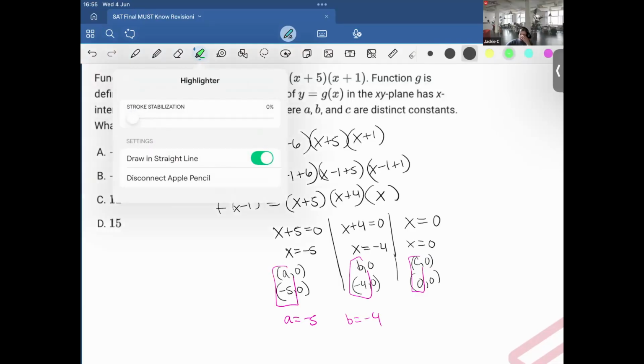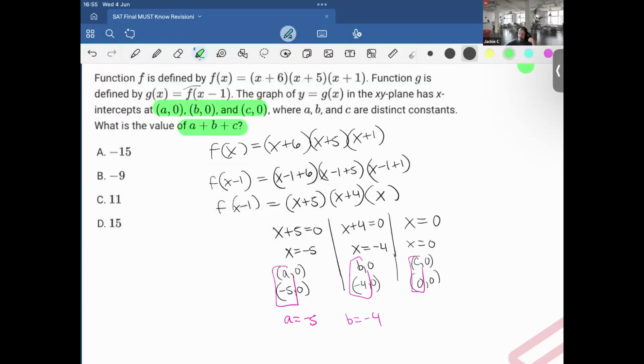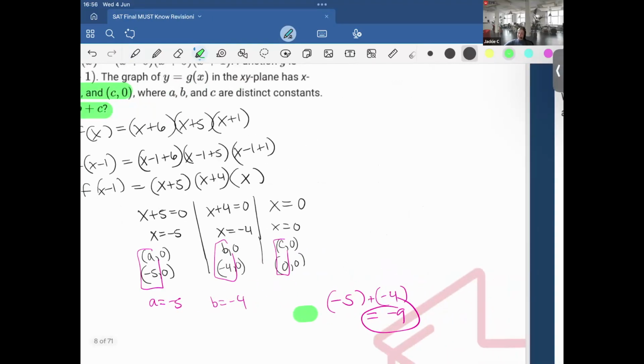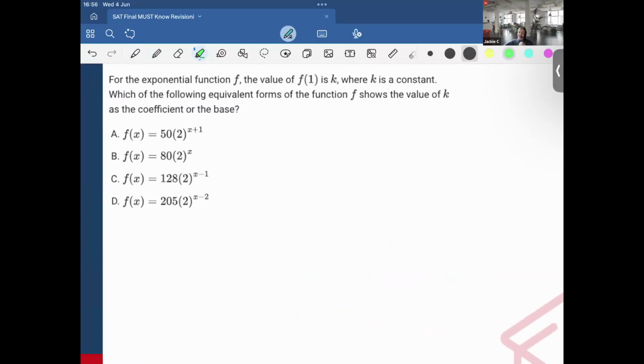So for the value of a plus b plus c, well, a plus b is going to be -5 plus -4, which is the correct answer, -9. And that is the amazing answer. How amazing. Okay, this one. The exponential function, the value f of 1 is k, where k is a constant.